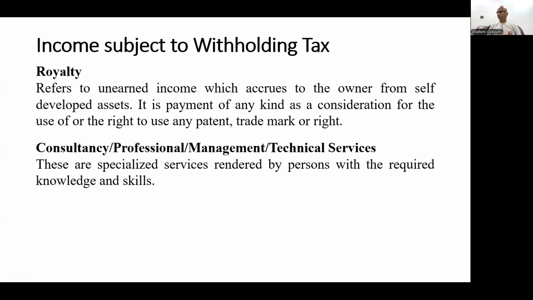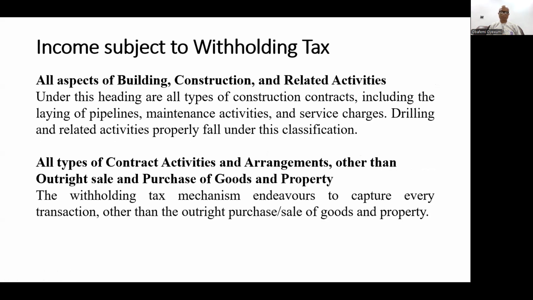Royalty is another income source that you have to deduct withholding tax from. This refers to unearned income which accrues to the owner from a self-developed asset. This asset could be patents, trademarks, copyright materials, and when they pay royalty to the person, the person will have to suffer withholding tax. Consultancy, professional, management, and technical fees will also be subjected to withholding tax. All aspects of building, construction, and related activities, all types of contracts, activities, and arrangements other than outright purchase will also suffer withholding tax.